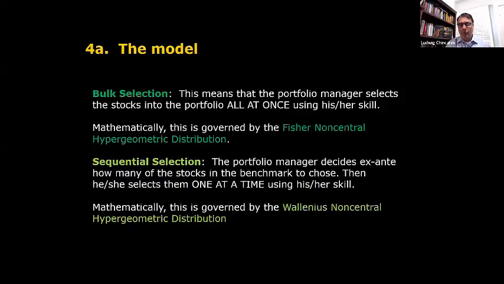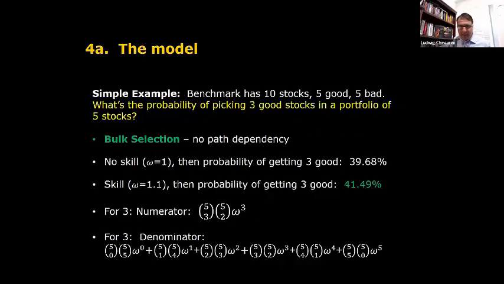It turns out that the bulk selection method will be driven by what's known as the Fisher non-central hypergeometric distribution. If you haven't heard of it, good, because it's not mentioned almost anywhere. Even statistics people say, I haven't heard of it. It's a very rare distribution that isn't talked about much. The sequential selection method, where the manager picks one by one, is driven by what's called the Wallenius non-central hypergeometric distribution. Again, you don't have to worry about all that, and if you haven't heard of it, good news. By the way, I think the last time someone spoke of this was in a 1963 thesis at Stanford University.